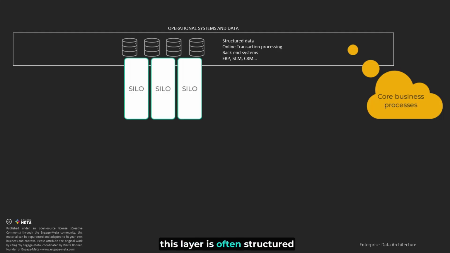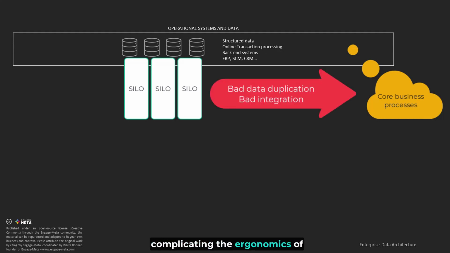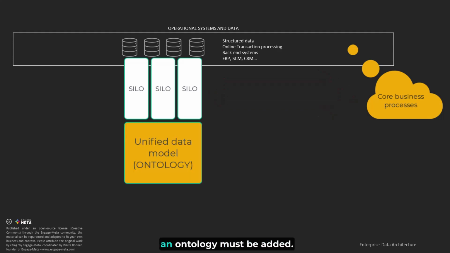Unfortunately, this layer is often structured in silos. Over time, applications and successive development have been added on top of one another, duplicating some data and complicating the ergonomics of inter-application business processes. To alleviate these issues and address the resulting quality defect, a unified data model, that is an ontology, must be added. That is the subject of the following slide.